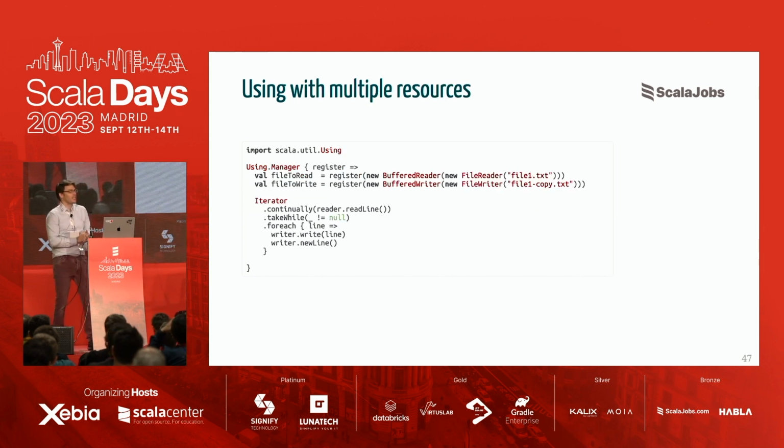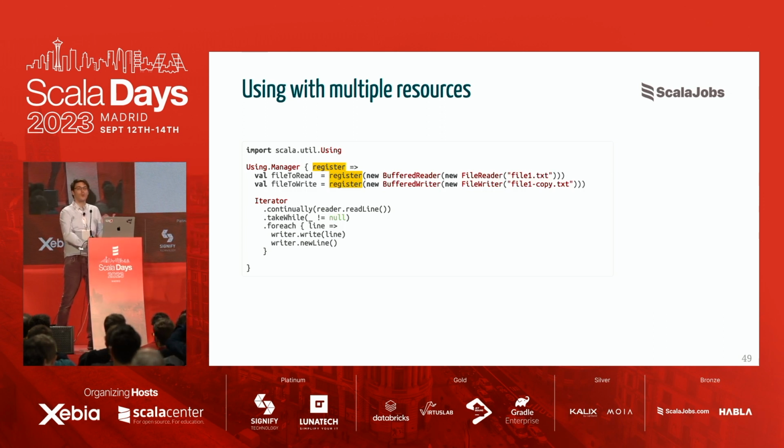Other things with using is that it can manage multiple resources. It needs a different constructor, but it works. So here it's like using.manager, and this time we get a function called, I called it register. This function does nothing, it doesn't change anything, but it's a way to register a resource so that the internals of using know that it needs to close this thing. That's mainly what it does.